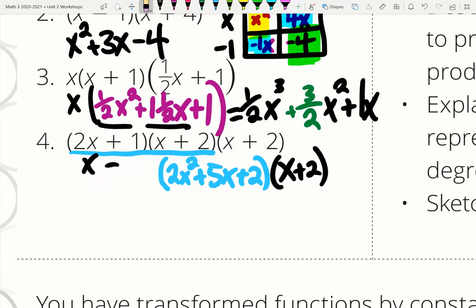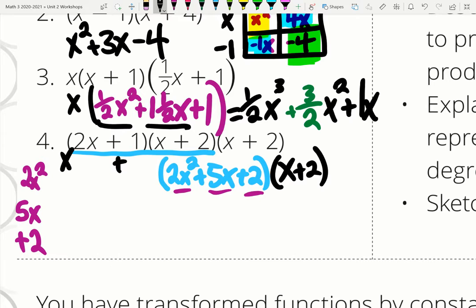Okay, so let's set it up. Notice, I have how many terms? 1, 2, 3. 2x squared, 5x, positive 2. What am I multiplying it by? Well, x and positive 2. Watch what it creates instead. So, 2 terms times 3 terms is going to result in 6 terms.